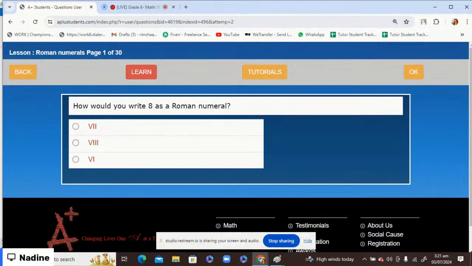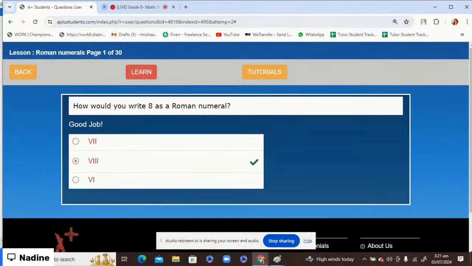So here are the test questions. How do you write 8 as a Roman numeral? 8 is 5 plus 3. 5 is represented by V, and 3 is represented by 3 lines. So here we go with it.